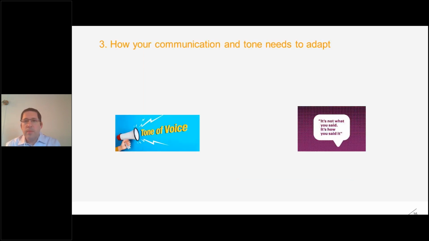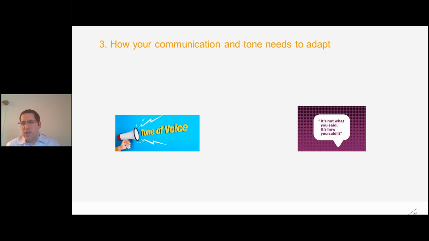Okay. So how your communication and tone needs to adapt. Just if we run through the order that we've been working through here: we know who our segments are. We know why they are connected to our business. We're also measuring how they're interacting with us. We've got an idea of the different things that we can do. This is really the point of getting to how we communicate with them.